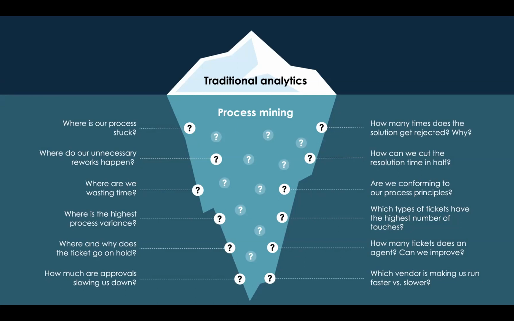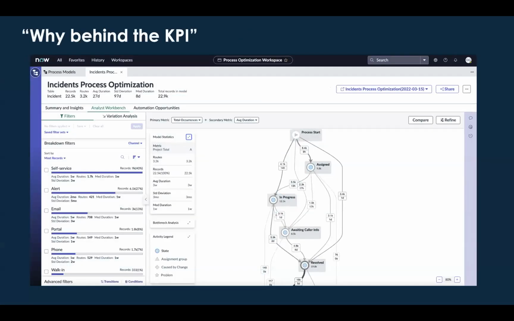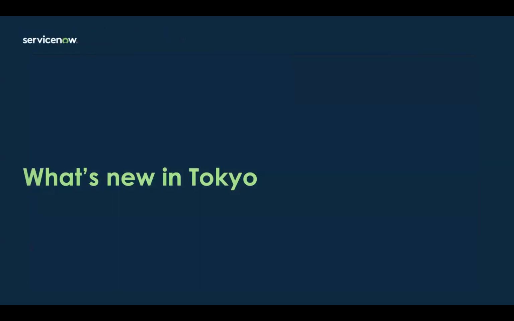Where are the tickets ping-ponging back and forth between groups? Where aren't we conforming to the process that we designed? All things that have historically been difficult to answer and then act upon are now available to us in a couple of clicks with process optimization. We like to say that process optimization is going to get you to the why behind all of those KPIs that you set up for a given process. So that's the quick refresher.